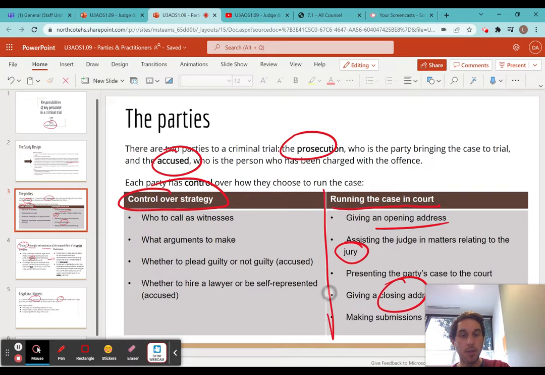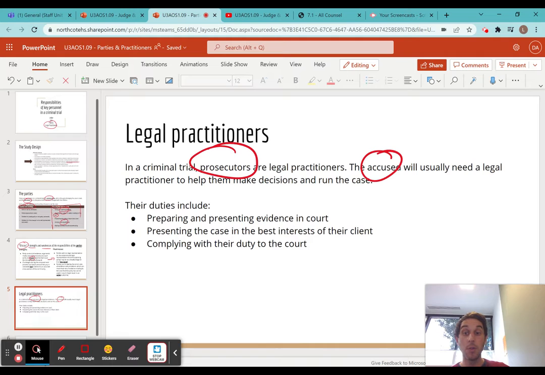These are the things in this box here that a lawyer is really going to help you do. It's usually the lawyer who's going to present the opening address. It's usually the lawyer who's going to help you choose the jury. It's usually the lawyer who's going to do the closing address and things like that. So that's one of the main responsibilities of legal practitioners, to help the parties with the preparation and presenting of evidence in court. And then these next two are further responsibilities that the legal practitioners have.